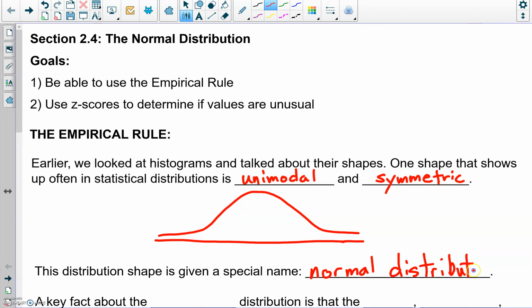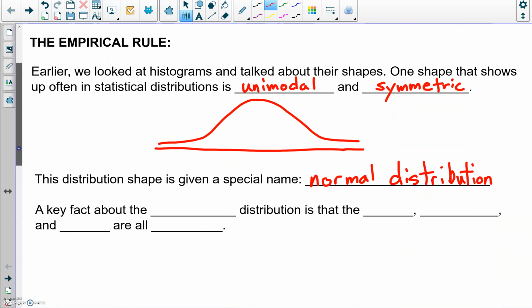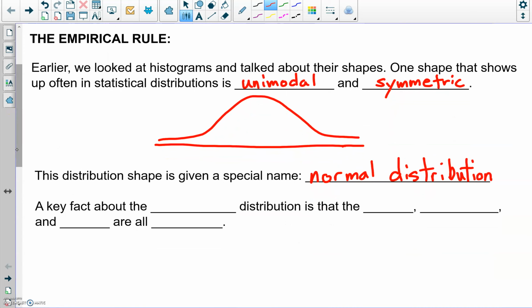And you would see, if you were to take a whole bunch of data from the heights of people and then form a histogram with that, it's going to have a unimodal symmetric shape. If you went out in the forest and measured all of the heights of a similarly aged type of tree, you would see that it forms a normal distribution.